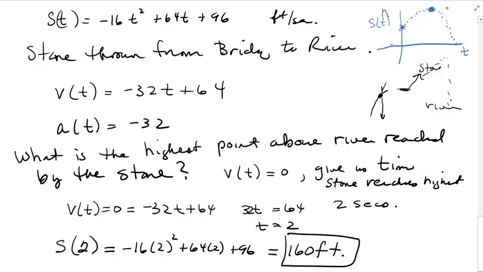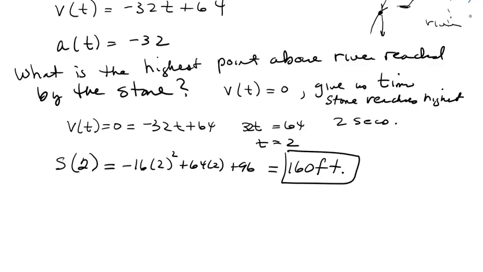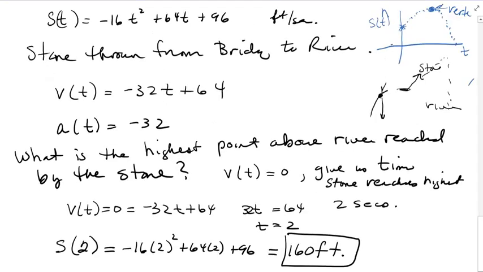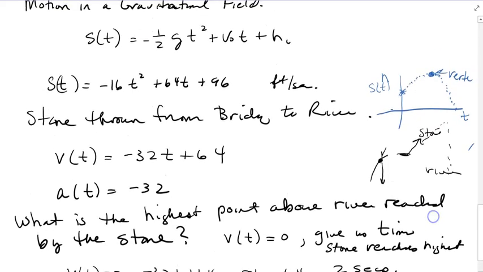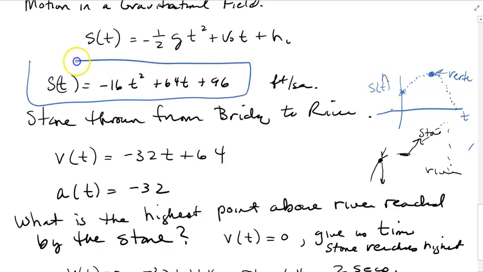You learned how to find what we call the vertex of a parabola. Does anybody remember how to find the vertex of a parabola? The vertex of a parabola, you start with negative b over 2a. Well, go back to your original position function. What's negative b? Well, b is 64, right? Here's our position function: s sub t equals negative 16t squared plus 64t plus 96.